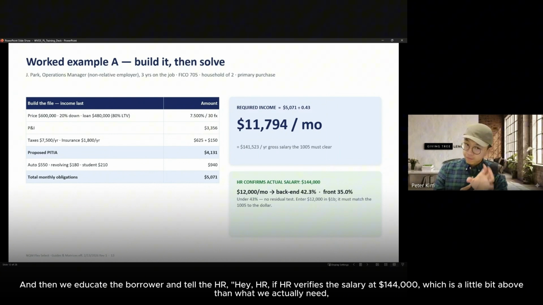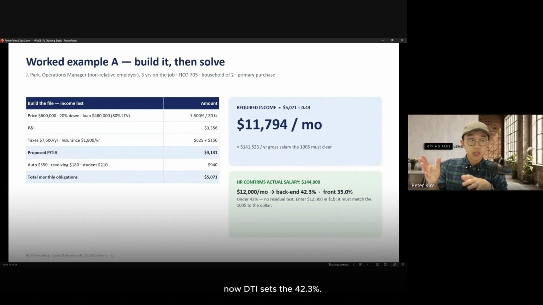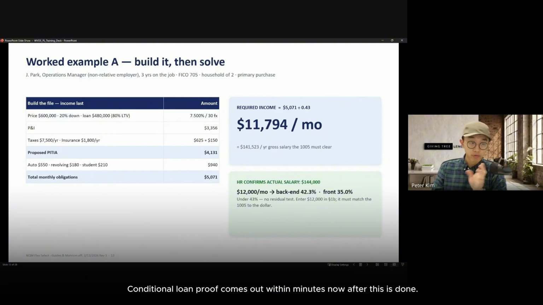hey HR, if HR verifies the salary at $144,000, which is a little bit above what we actually need, now DTI sets at 42.3%. It's better. Then we move on, right? Conditional loan approval comes out within minutes after this is done.